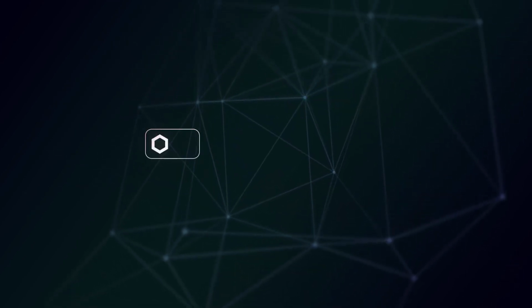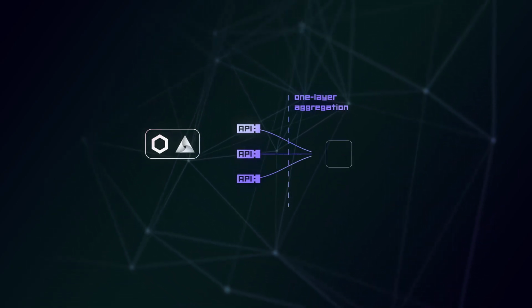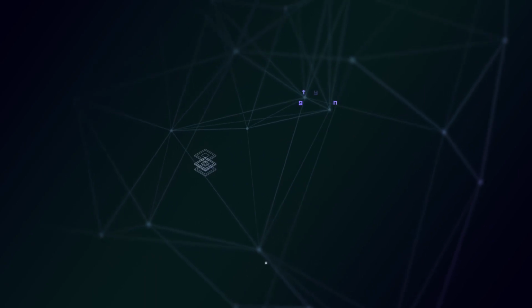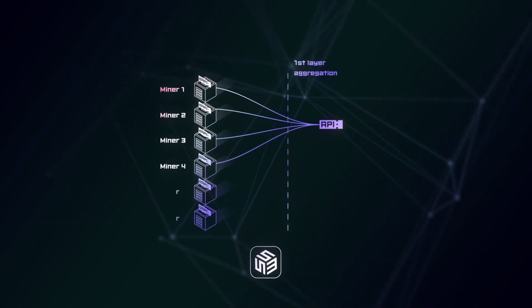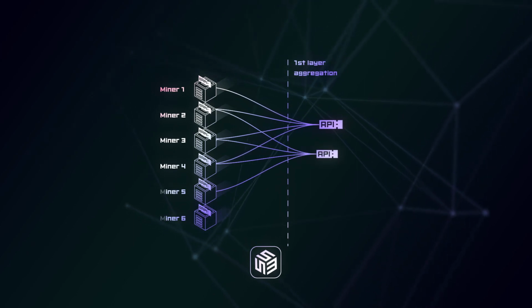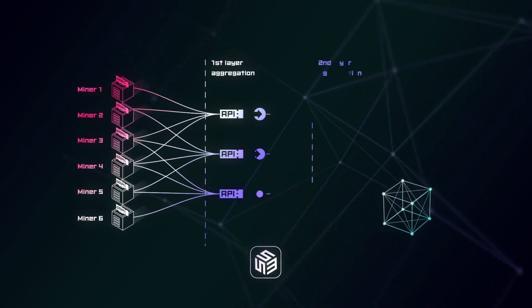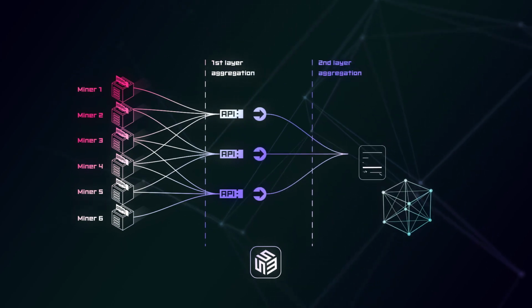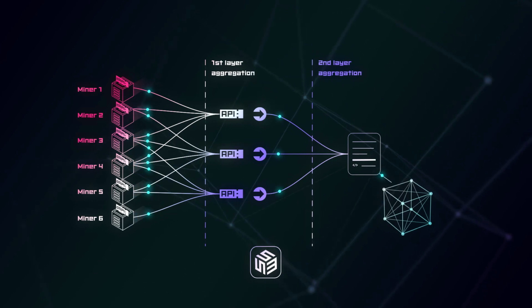Different from traditional oracles such as Chainlink and API 3, which only have one-layer aggregation, SaaS 3 applies two-layer aggregation to improve data fidelity. The first layer aggregates the multiple miners' outputs into one particular API's response, and the second layer aggregates the different API responses to finalize the output and return it to on-chain protocols.